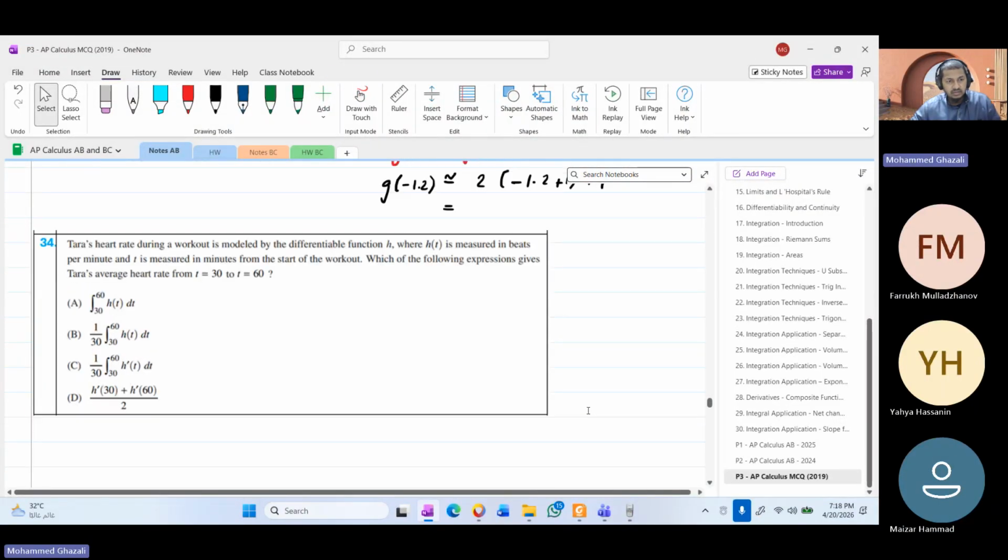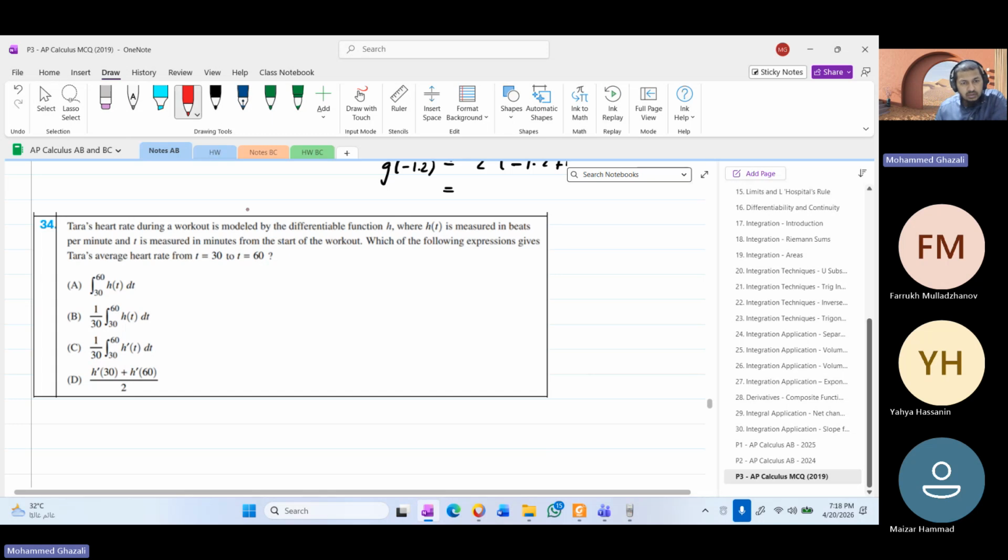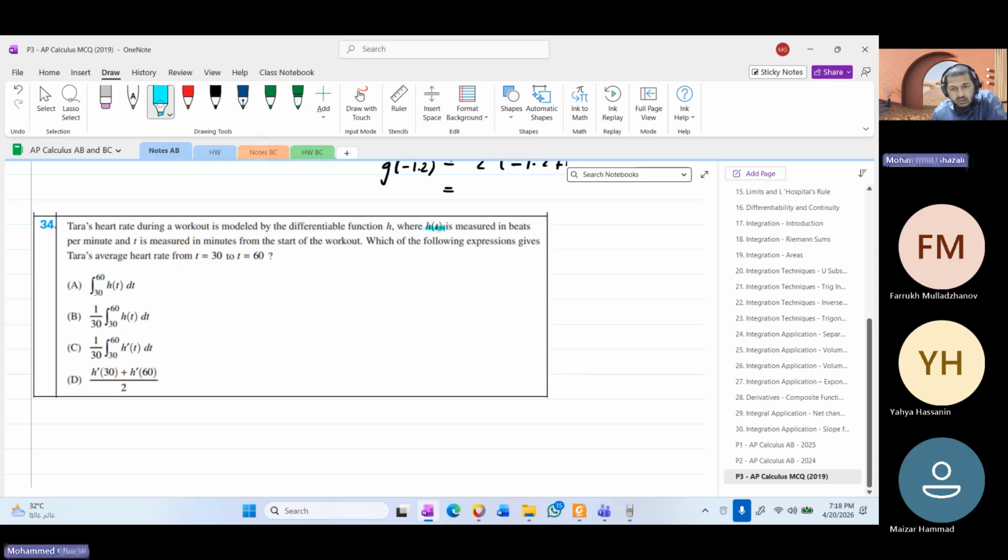All right. So Tara's heart rate during a workout is modeled by a differentiable function h, where h of t is measured in beats per minute. That's already a rate. t is measured in minutes from the start of the workout. Which of the following expressions gives Tara's average heart rate?